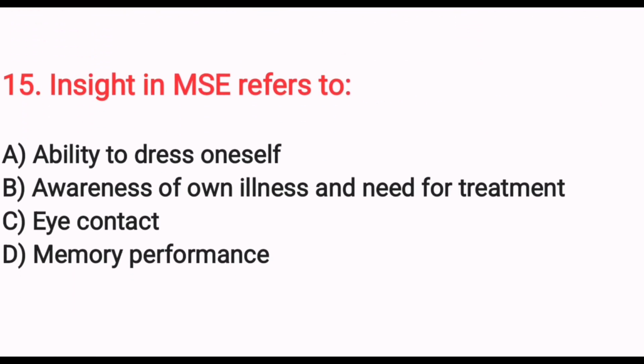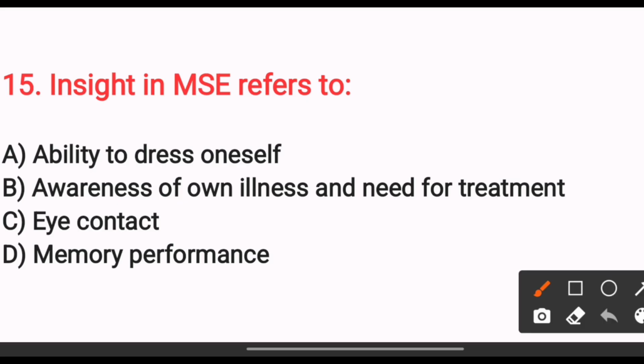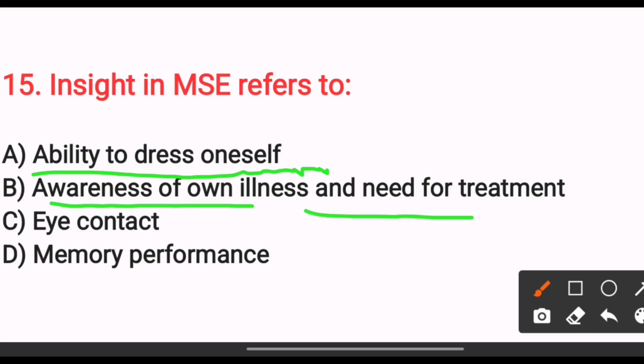Next, insight in mental status examination refers to option A, ability to judge oneself. Option B, awareness of own illness and need for treatment. Option C, eye contact. Option D, memory performance. The answer is option B, awareness of own illness and need for treatment, because insight is a patient's understanding of their psychiatric condition.